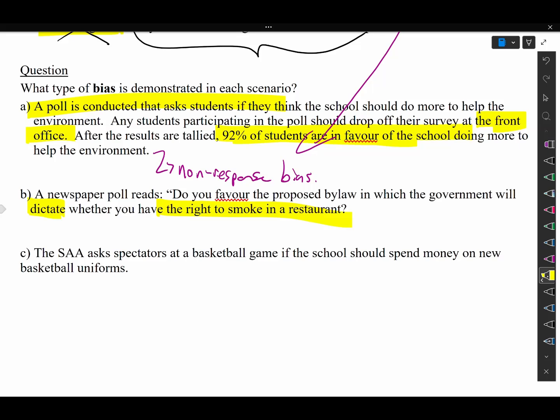Well, you know what? That's what laws are a little bit, right? Laws are rules so a society can get along, and the intention is to benefit every individual. So if we're talking about a proposed bylaw, a non-biased way to ask this question would be, do you favor the proposed bylaw where smoking will not be allowed in restaurants? But here, with the use of strong wording, dictate, and the right to smoke in a restaurant, this loads the question up a little bit. It pushes folks to respond and say, no, I do not agree with this bylaw. I think they should not tell us whether we can smoke or not in restaurants. This is a loaded question.